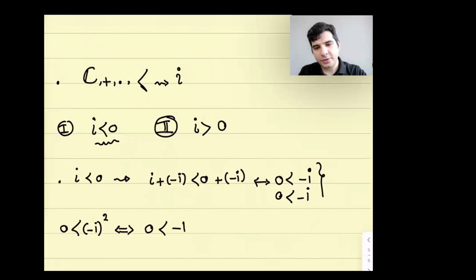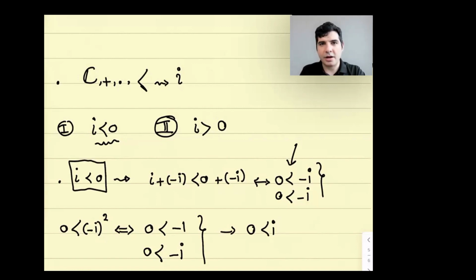To finish the proof, note that we had minus i is positive, right? So if minus i is positive and minus 1 is positive, their product should be positive, but minus 1 times minus i is i. So this means i is positive, right? But we started with the assumption that i is negative, and we arrived at the conclusion that i is positive. Now, this is a contradiction for the first case.